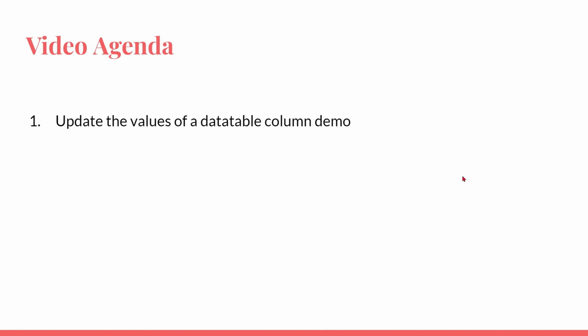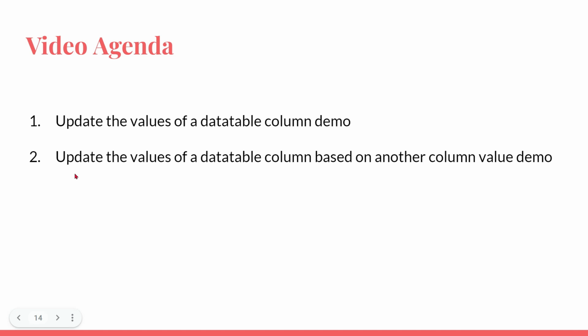The very first thing, you are going to learn how can you update the values of a data table column. That one simple demo, you will get it. Next, you will get an example of how to update the values of a data table column based on another column value. So let's say if there's a dependency, if the column A contains this, you change the value to this. So in those conditions, how you write a LINQ query, you're going to see that.